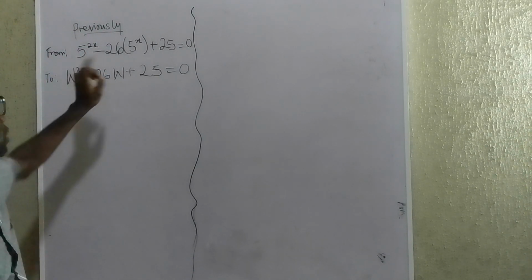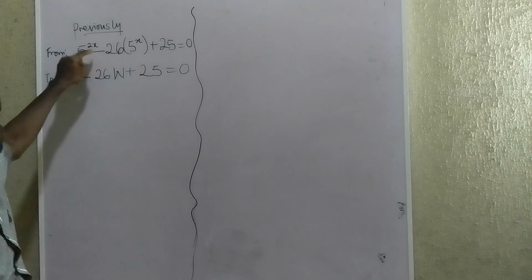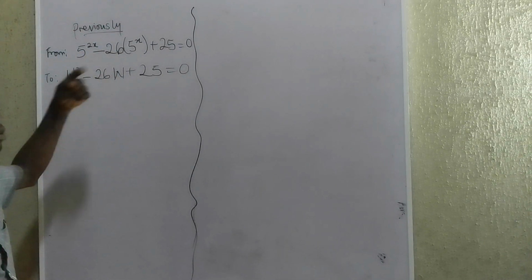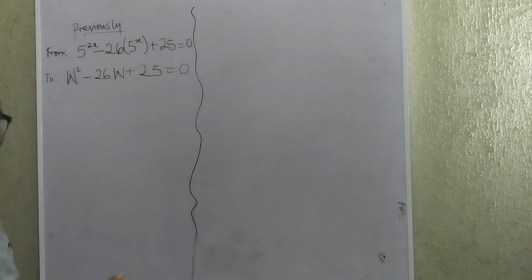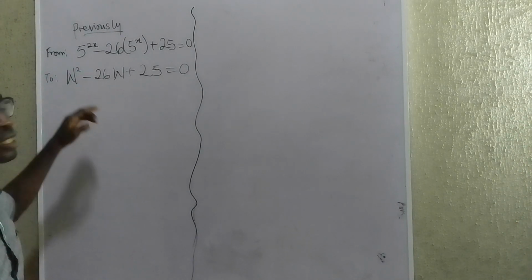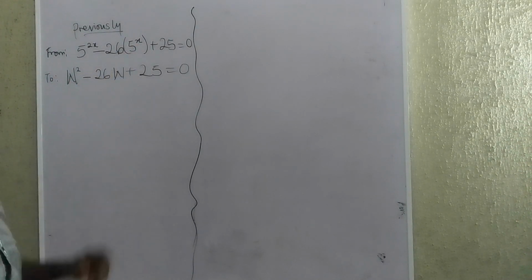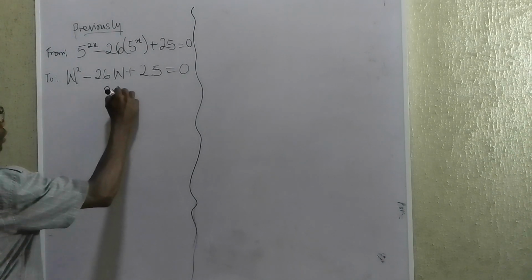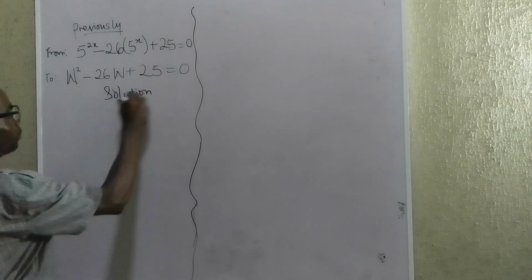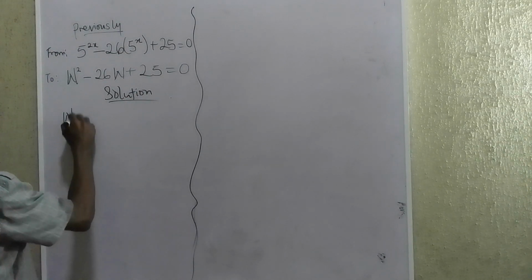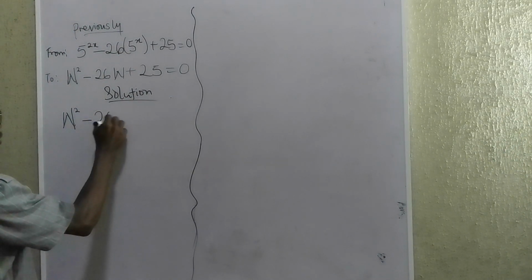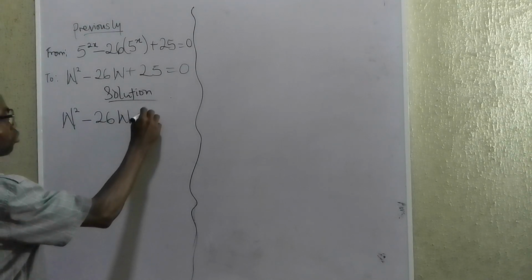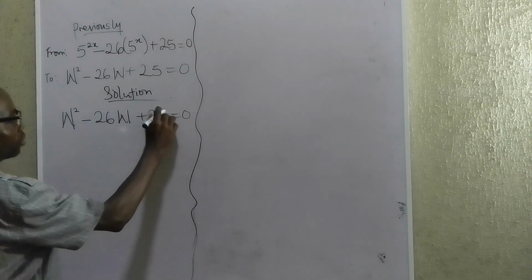As a matter of fact, you can see now we had x and then we moved it to w. We'll return back to x because the question did not state solve for w, it states solve for the value of x. So let's go. Now, having had this, the question, the solution, we'll have from here w raised to the power of 2 minus 26w plus 25 is equal to 0.